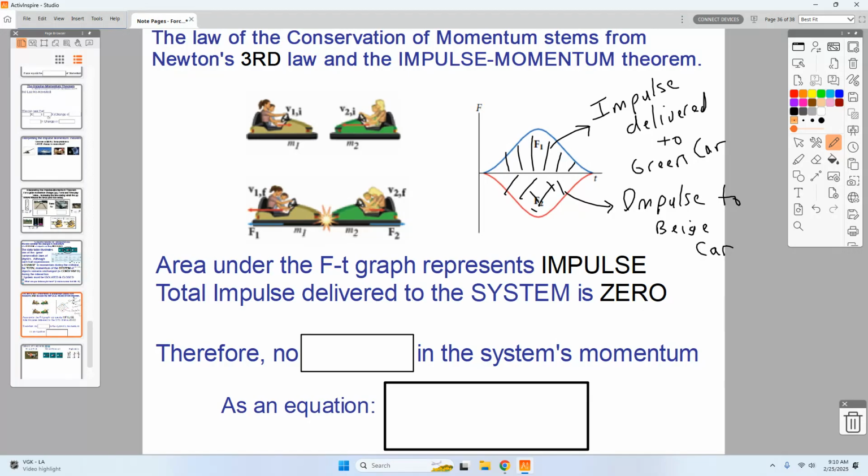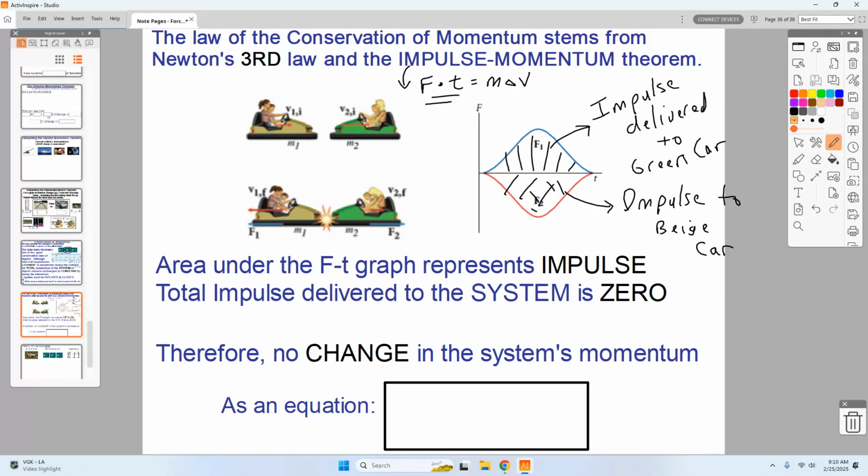Now, this goes to the impulse momentum theorem. Impulse momentum says that F times t is equal to m delta v. So if the total impulse is 0, then the total change in momentum must be 0. Even though each one would experience its own change individually, when I look at them as a collection, I see there's no change to the system's momentum. The total momentum stays the same.